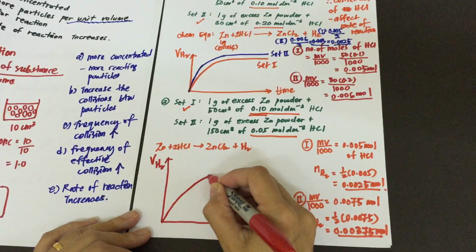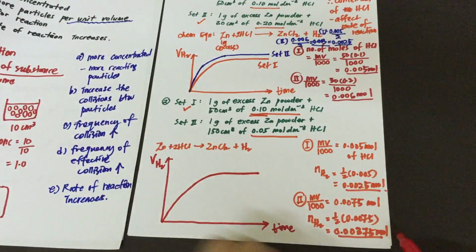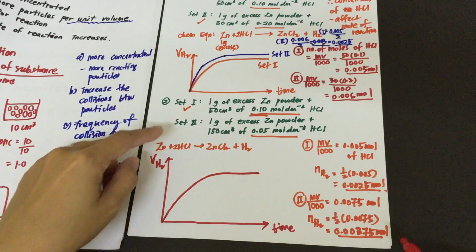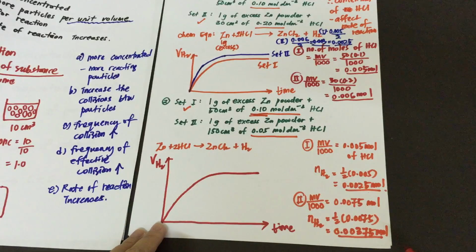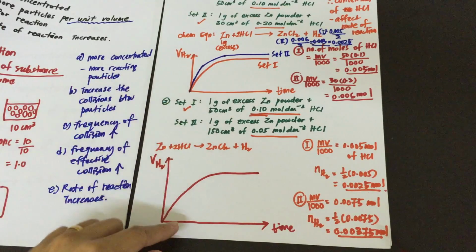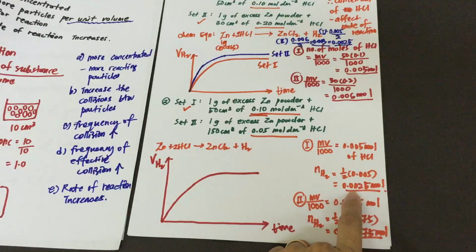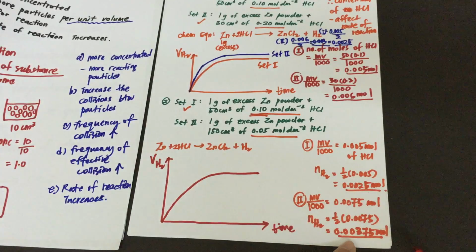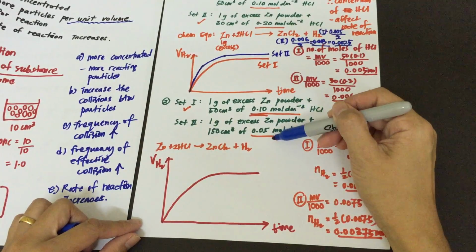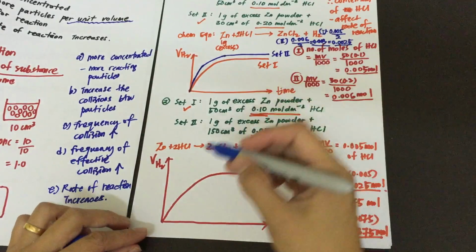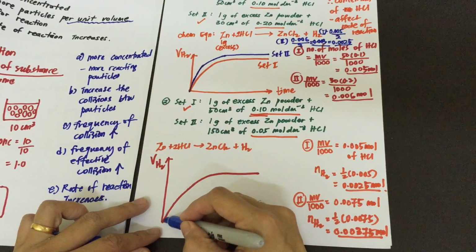So let's say we start with one sketch and we do not know which one it is. So let's say this is one graph, of the first set, in which the first set contains 0.0025 mole. So the second set will have a higher ending of the graph because of the higher number of moles of the hydrogen, but the second set will contain a lower concentration, which means it will have a lower initial rate. So the graph will be like this.